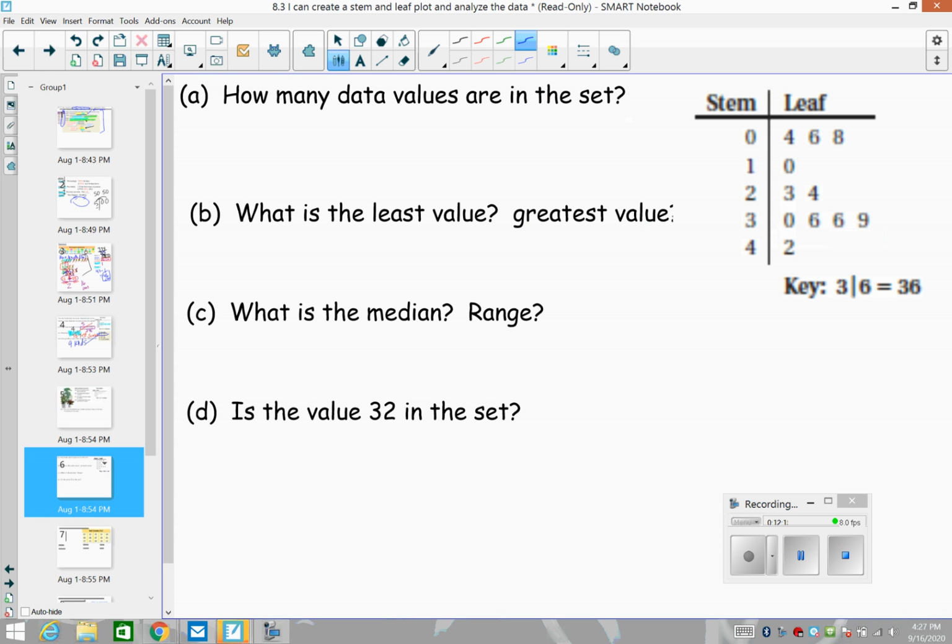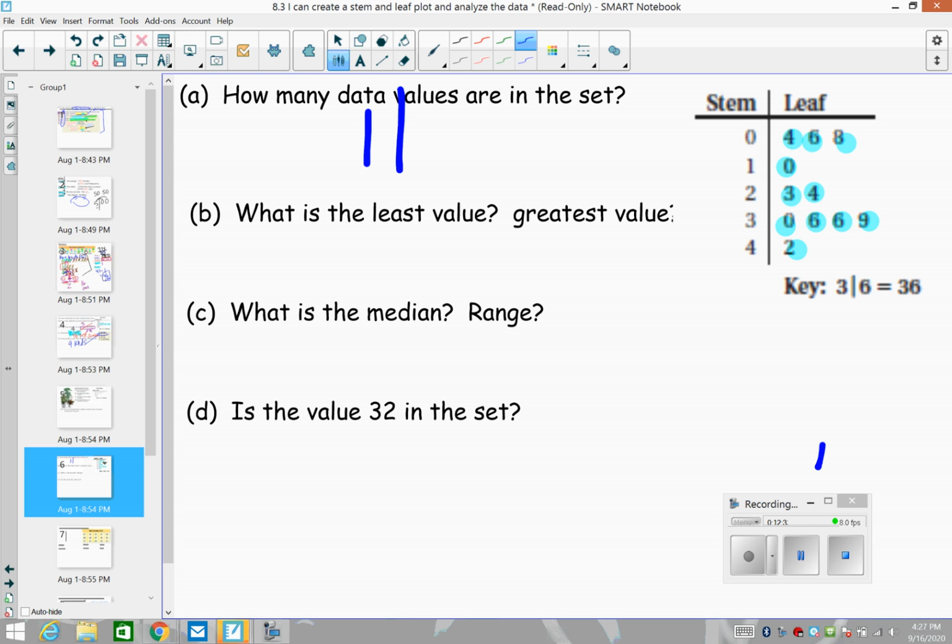Let's take a look at this question here. If we take a look at this stem and leaf plot, how many data values are in the set? So we're going to go ahead and count those out. 1, 2, 3, 4, 5, 6, 7, 8, 9, 10, 11. I don't know why I stopped at 10. We have 11 data points in the set.